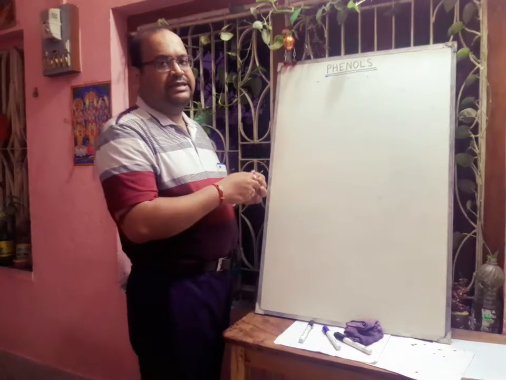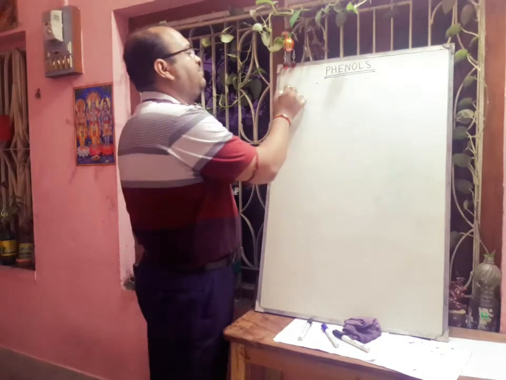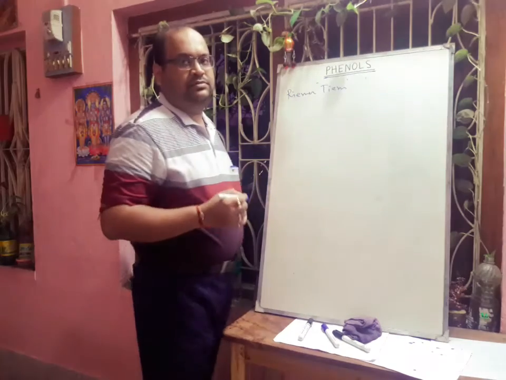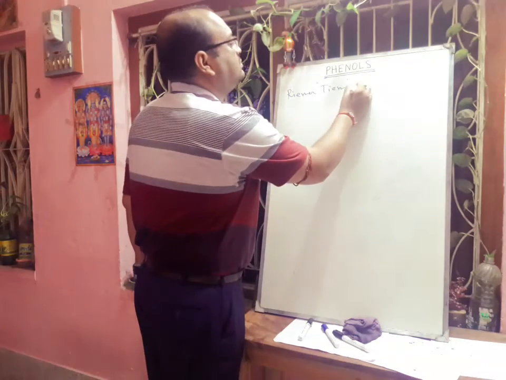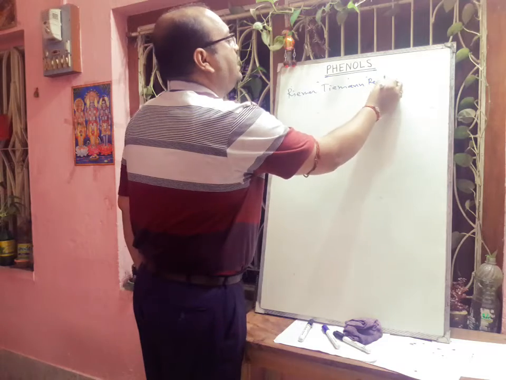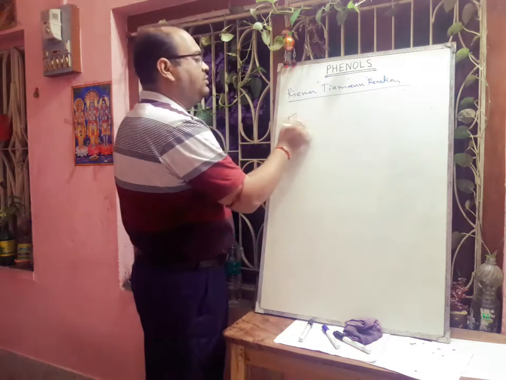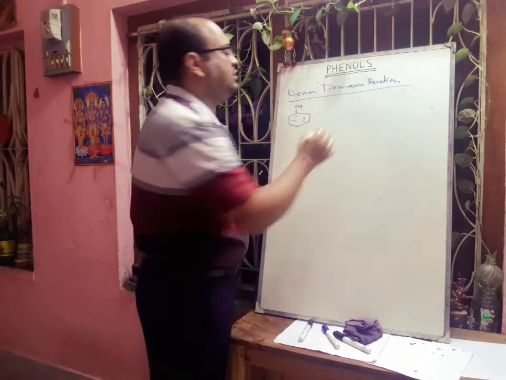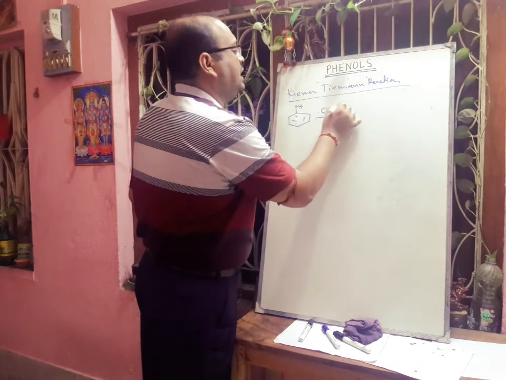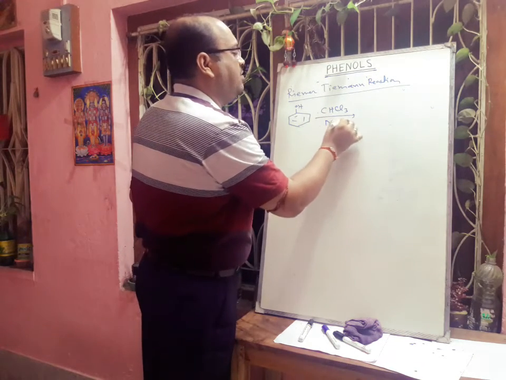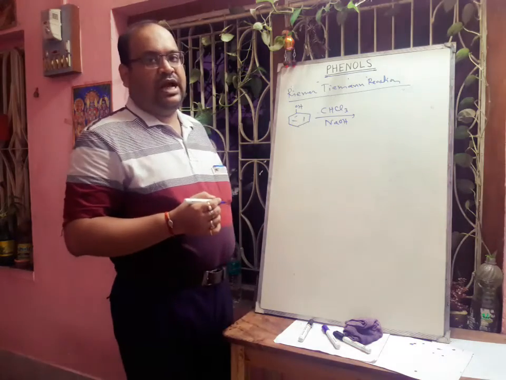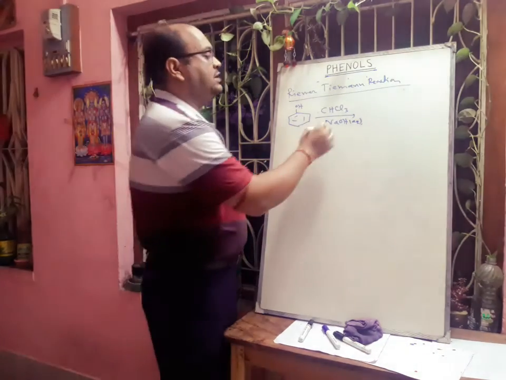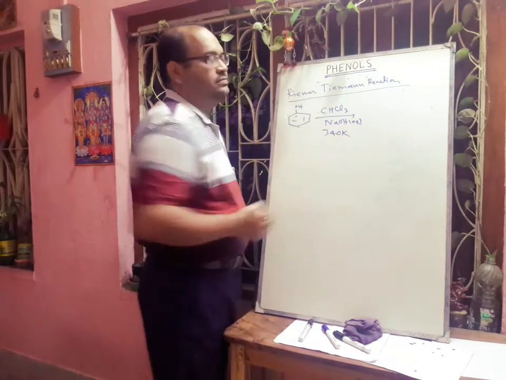In the Reimer-Tiemann reaction, we have to take phenol, and this phenol will react with chloroform in alkaline medium. We have to take aqueous sodium hydroxide solution. Here the temperature we have to maintain is around 340 Kelvin.